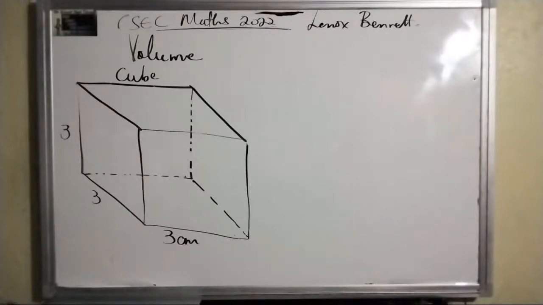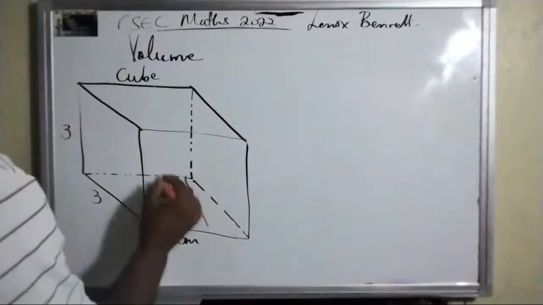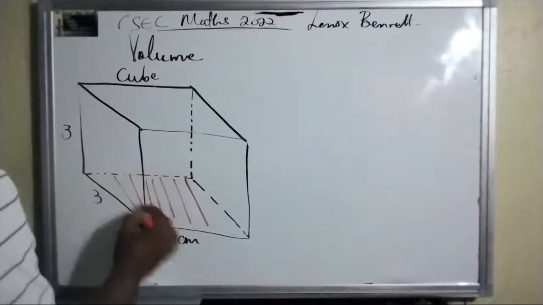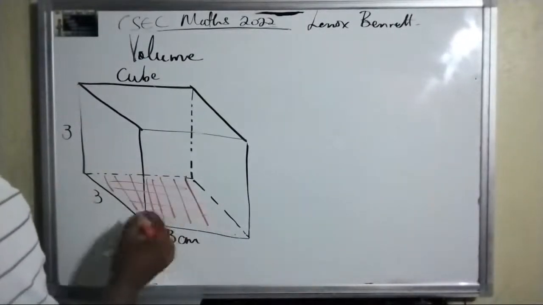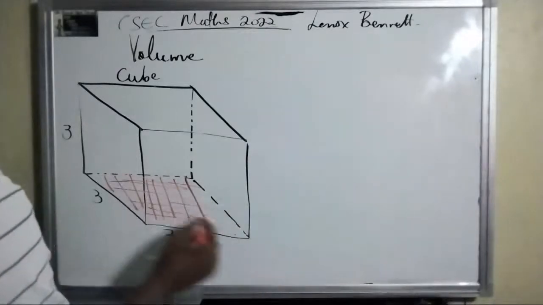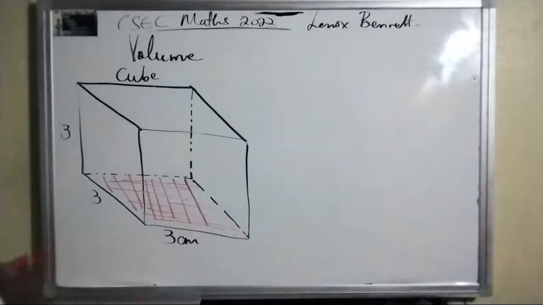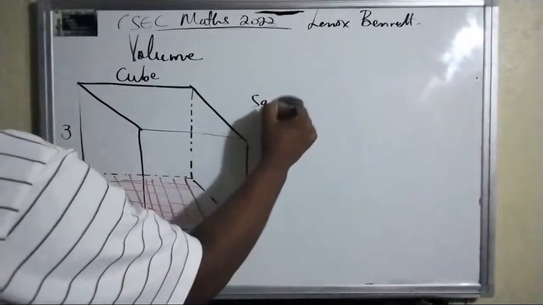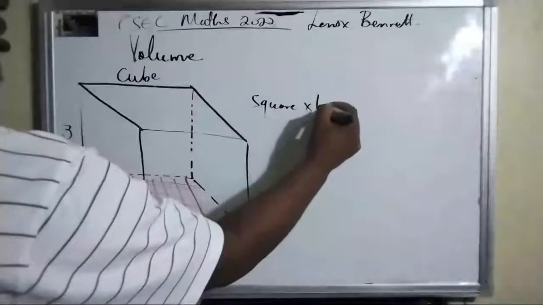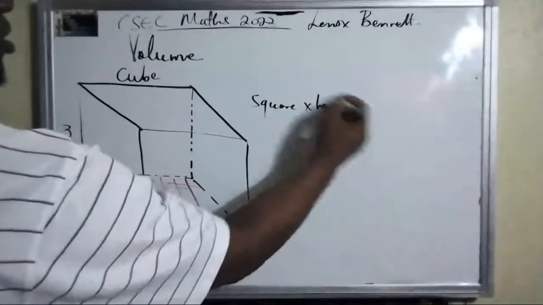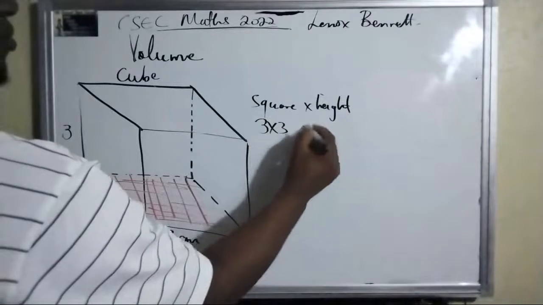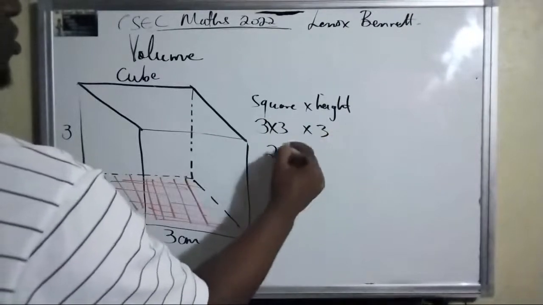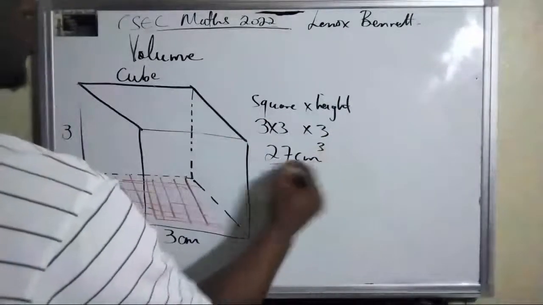And to find the volume, what we simply do is to find the area of the base. So this is the base. And then we times it by the height. Alright? So the area is a square. So it's 3 times 3 times 3, and that will give us 27 centimeter cube.